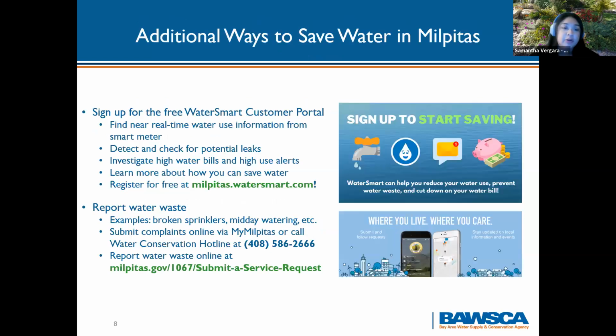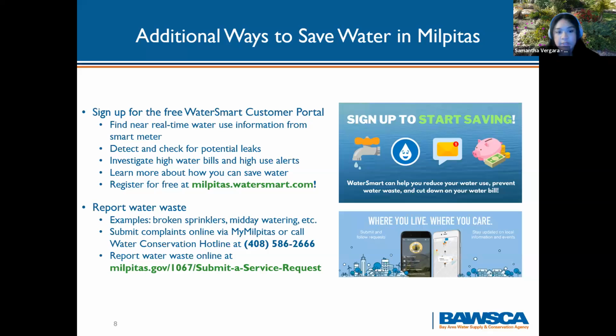And then here are a couple other great ways to save water in Milpitas. If you're a resident, you can sign up for the free Water Smart customer portal, which is a really great tool for getting a better understanding of how you use water at home. It gets real-time information from your smart water meter and can let you know when and where you're using water, and even let you know of any potential leaks or suspicious water use.